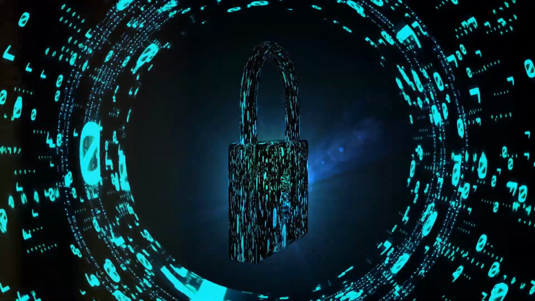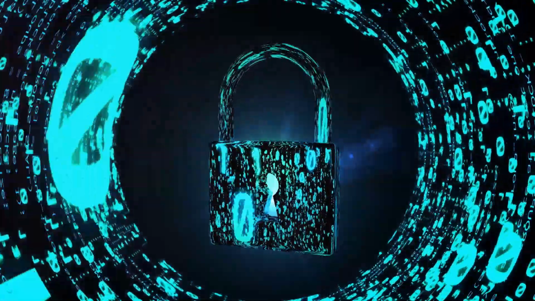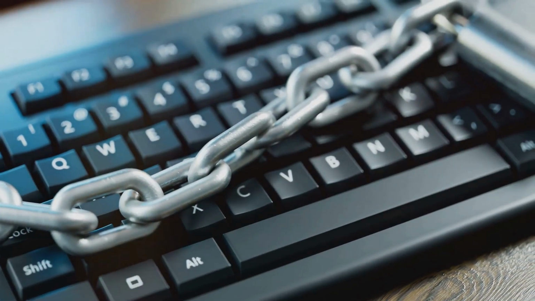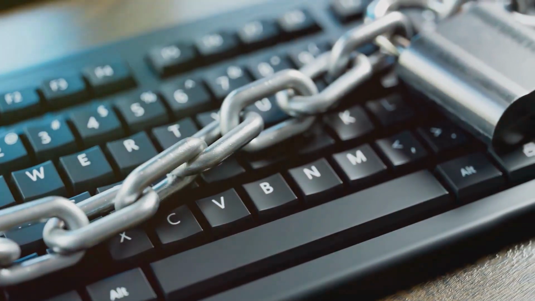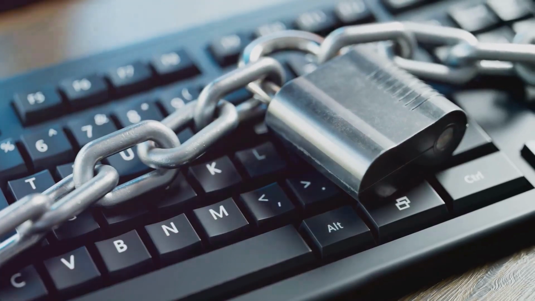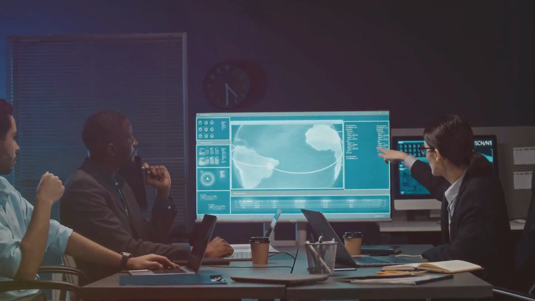Next, we have data encryption. Think of it as a secret language that only your system can understand. By encrypting data, you convert it into a form that's unreadable to anyone without the key. Whether it's data at rest or in transit, encryption is a must-have for keeping your sensitive information safe. Third, we have incident response.